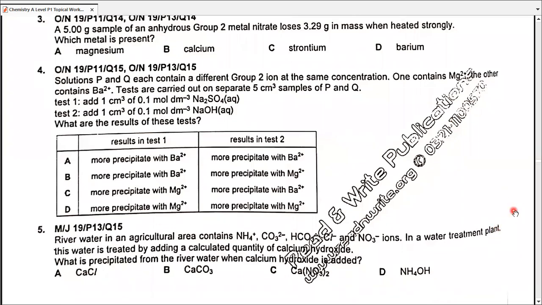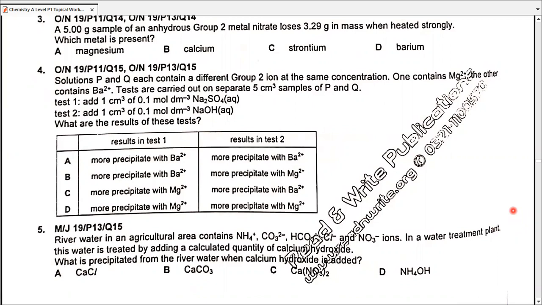Solutions P and Q each contain a different group 2 ion at the same concentration. One contains magnesium ion, the other contains barium ion. Tests are carried out on separate 5 cm cube samples of P and Q. Test 1, add 1 cm cube of 0.1 mole per decimeter cube sodium sulfate. Test 2, add 1 cm cube of 0.1 mole per decimeter cube of sodium hydroxide. What are the results?